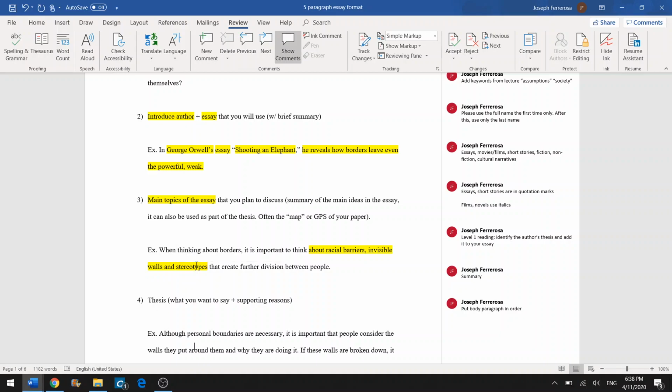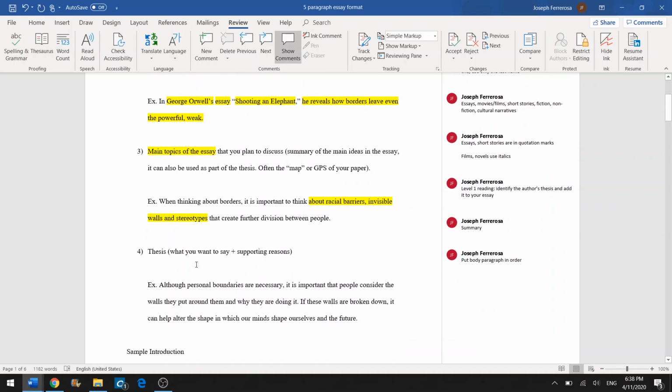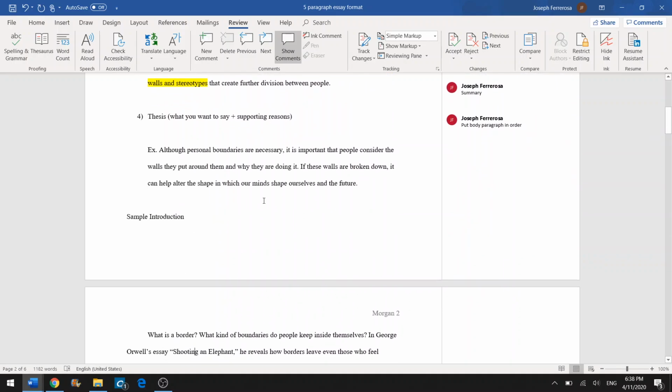This is why revision is so important, because you do not want someone to say, well, wait a minute, you talked about this in the introduction in this order, but in the actual essay you went in a different order. This becomes an issue with organization, okay? So be sure that you are organized, and that always happens by looking at your essay and revising it.